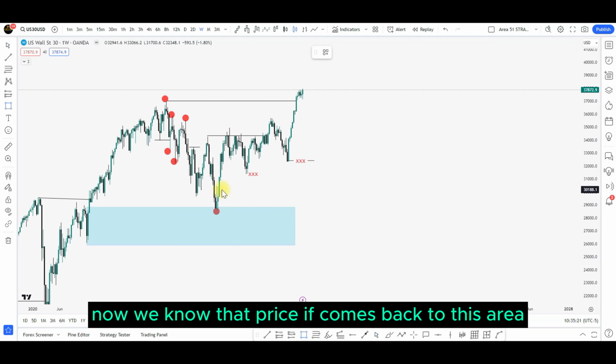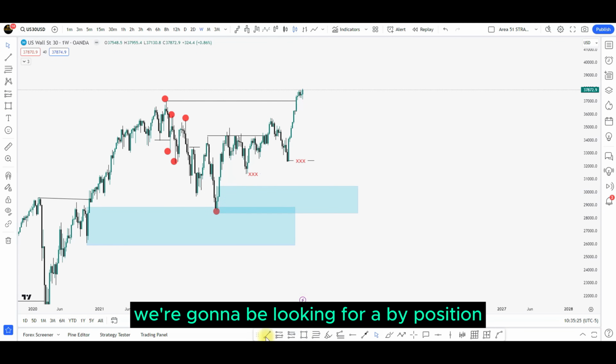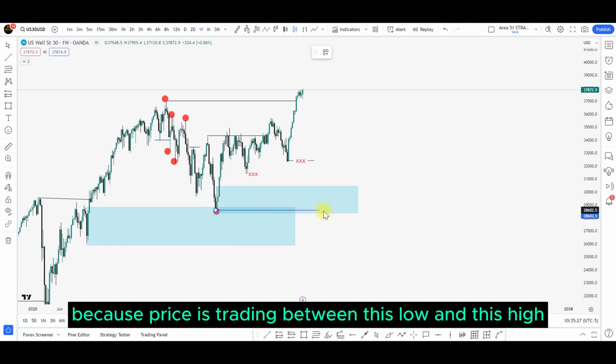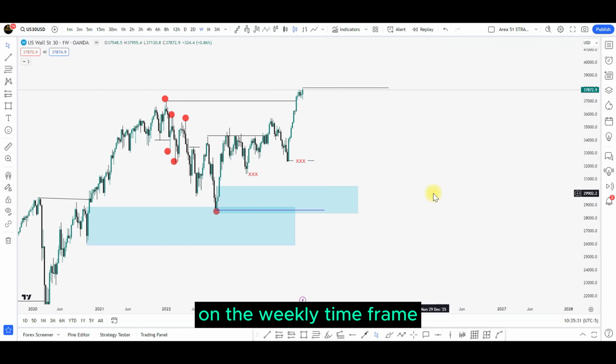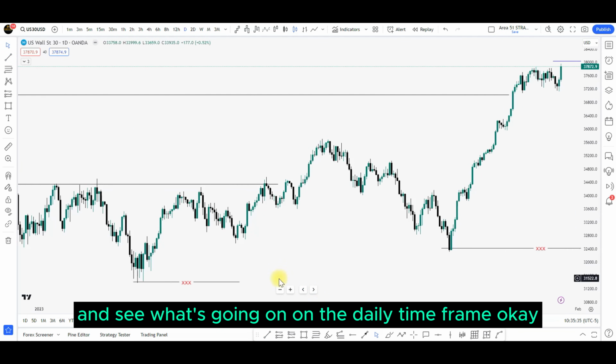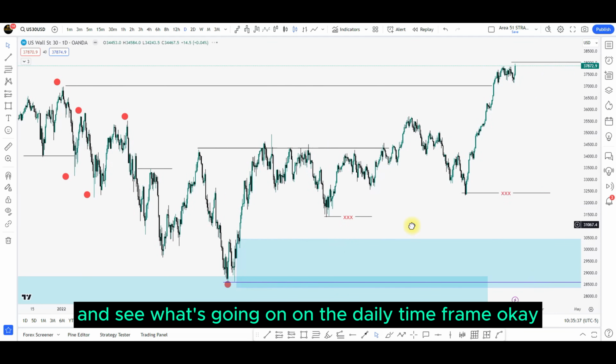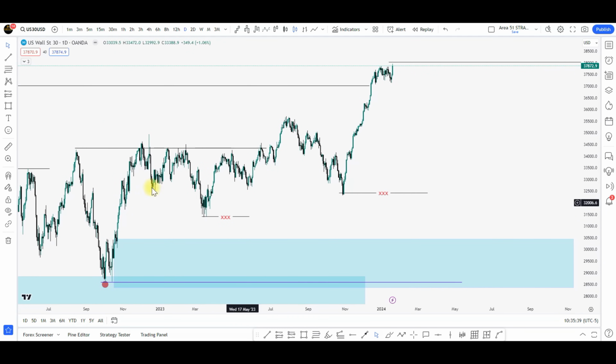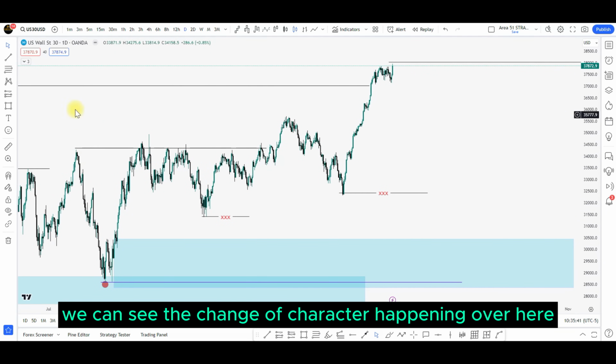Now we know that price, if it comes back to this area, we're going to be looking for a buy position because price is trading between this low and this high on the weekly time frame. Let's go down to the daily time frame and see what's going on. Okay, on the daily time frame, we can see the change of character happening over here.